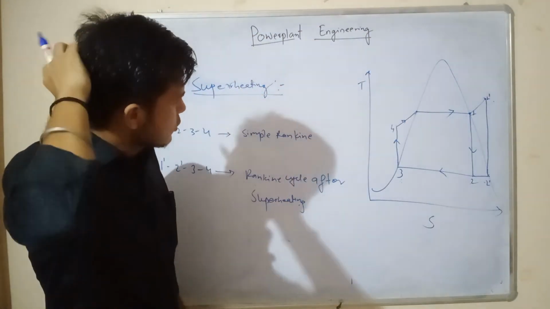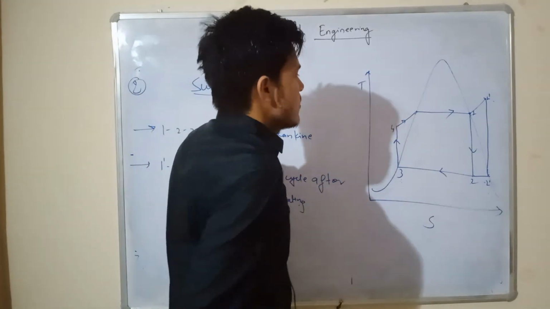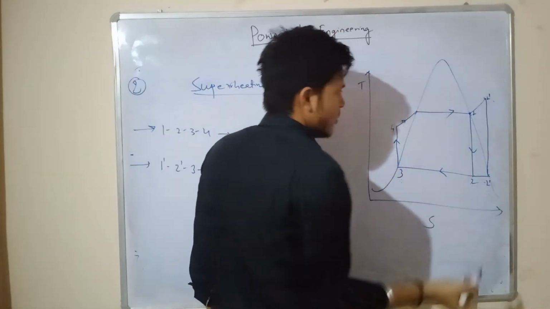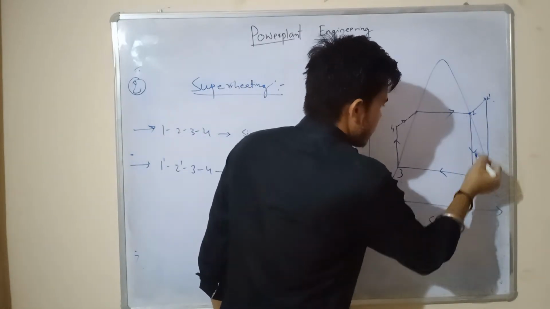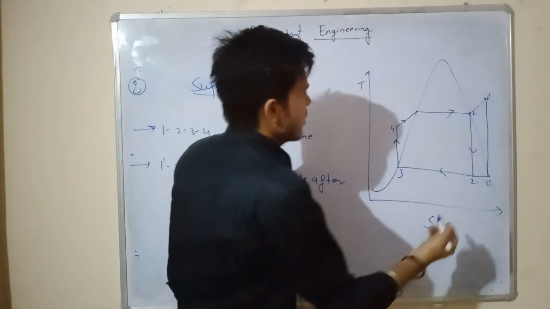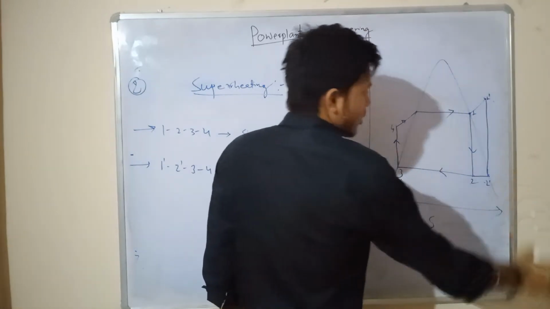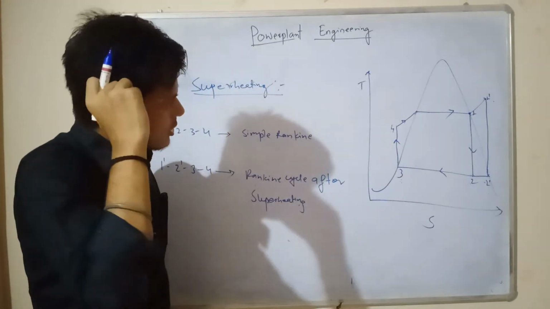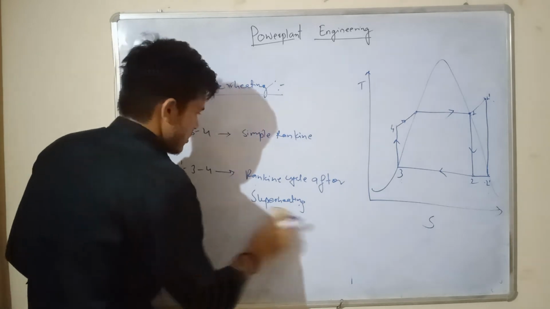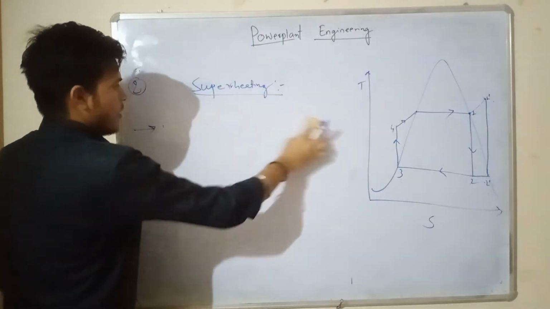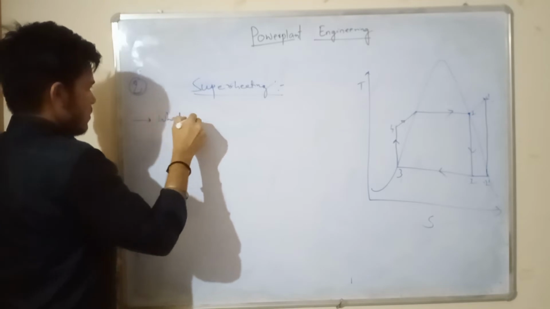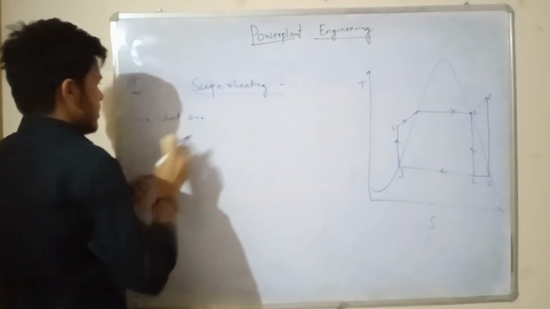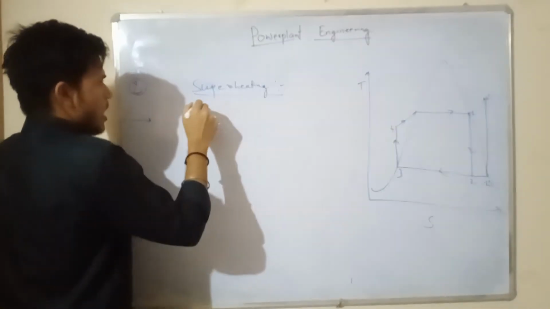in a turbine. Okay, so what will be the effect? First of all, without the superheating, the turbine works from 1 to 2. After superheating, the turbine works from 1 to 2 dash. What happens? Here the turbine work increases. Now I can erase it. So what are the effects? The effects are after superheating.